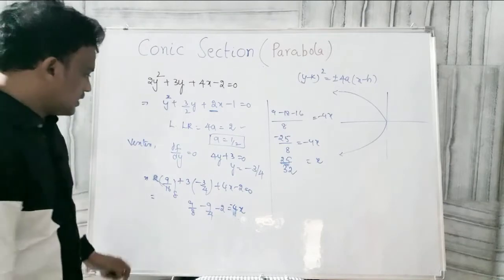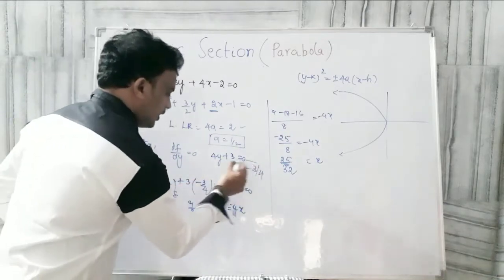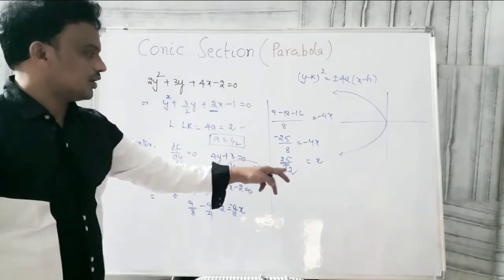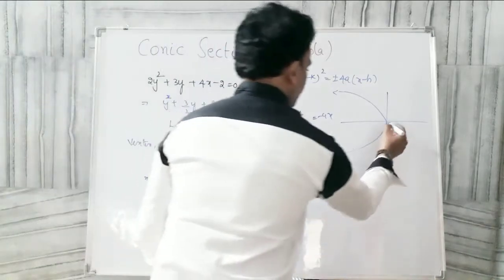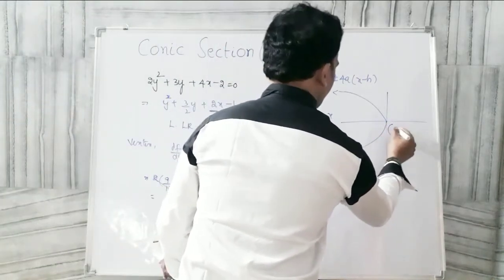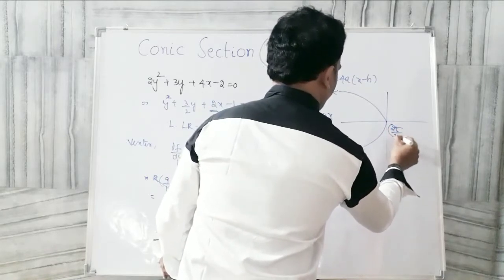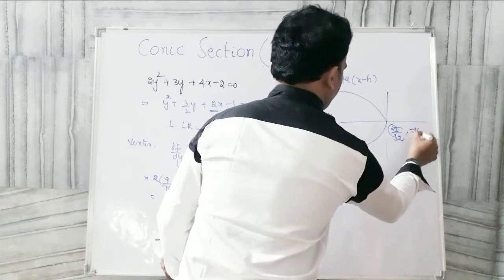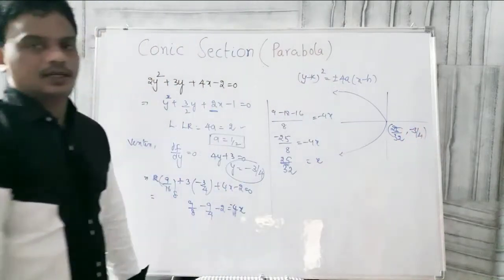So finally, what is this value? The vertex y is equal to minus 3 by 4, the k value, and the h value is 25 by 32. Now I got this value. So it is the h comma k value, which is 25 by 32 and minus 3 by 4. Like this we can get the values.